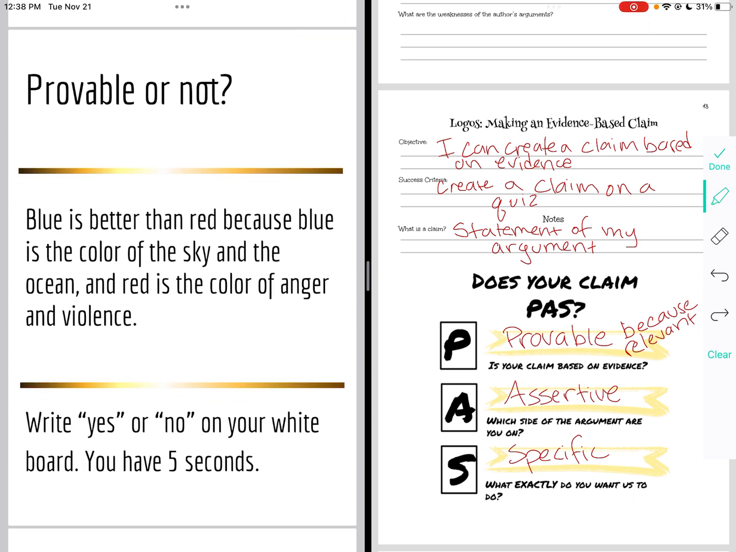Provable or not, blue is better than red because blue is the color of the sky and the ocean, and red is the color of anger and violence. Do you think this is provable? 5, 4, 3, 2, 1.